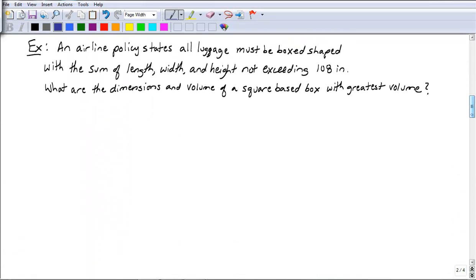Problem 2 talks about an airline policy, and it states that all luggage must be box-shaped with a sum of the length, width, and height not exceeding 108 inches. What are the dimensions and the volume of the largest square base box with the greatest volume?